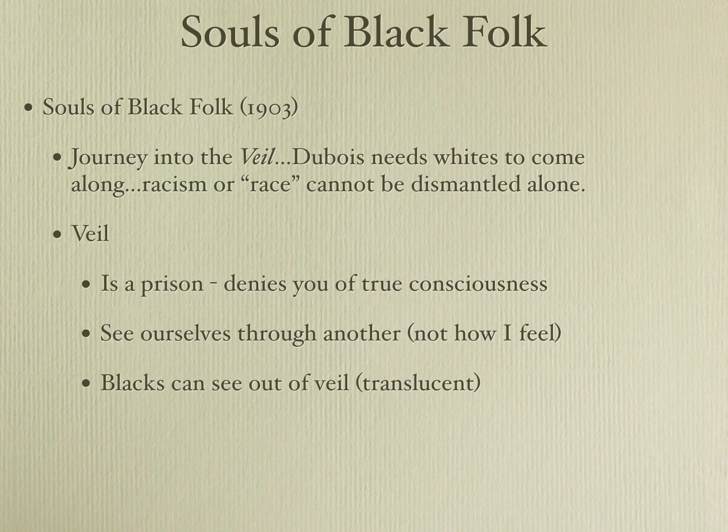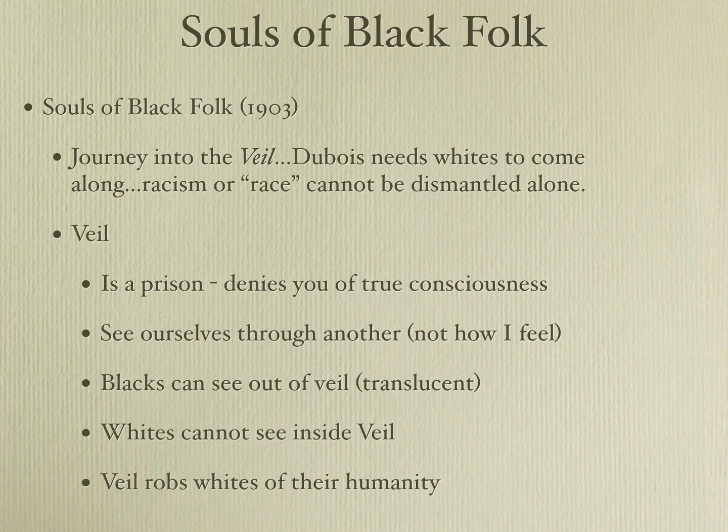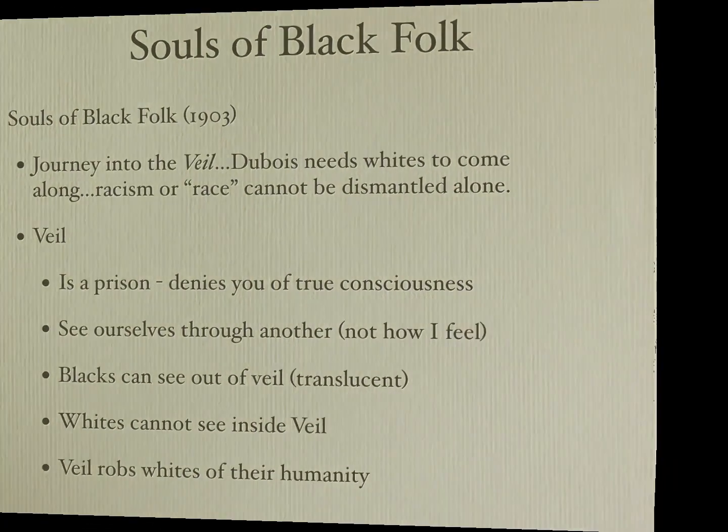Now, what's interesting about this is that while black people can see through the veil and see white people for who they are, Du Bois makes the argument that the veil robs whites of their humanity, and so white people cannot see black people and who they are. That's why Du Bois would argue that white people know nothing about black people. And that's why black people are mystified about why white people simply don't know the community. Yeah, I think to some degree he was right about that.